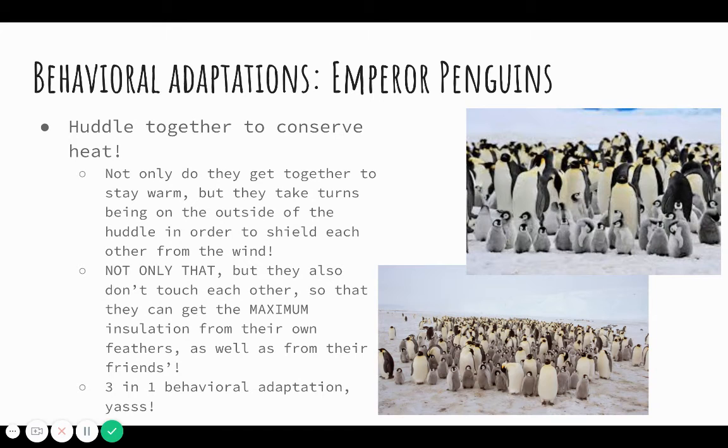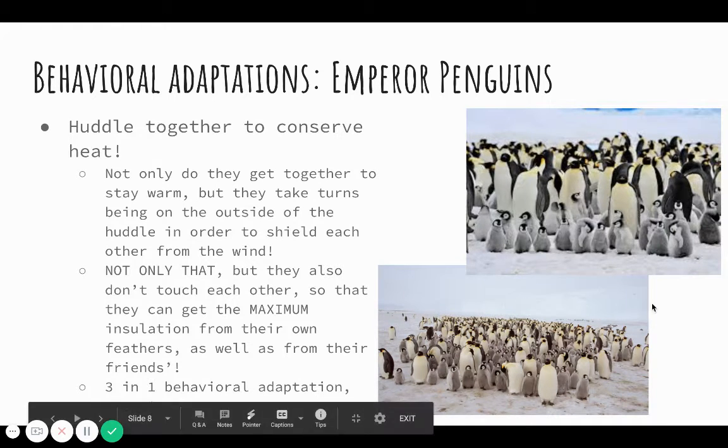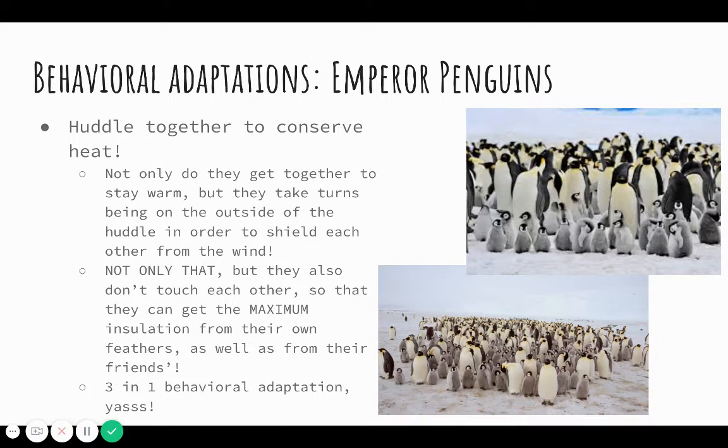Not only that, but they take turns being on the outside of their huddle in order to shield each other from the wind. They also make sure that they don't touch each other so that they can get maximum insulation from their own feathers as well as from their friends. That's a 3-in-1 behavioral adaptation.